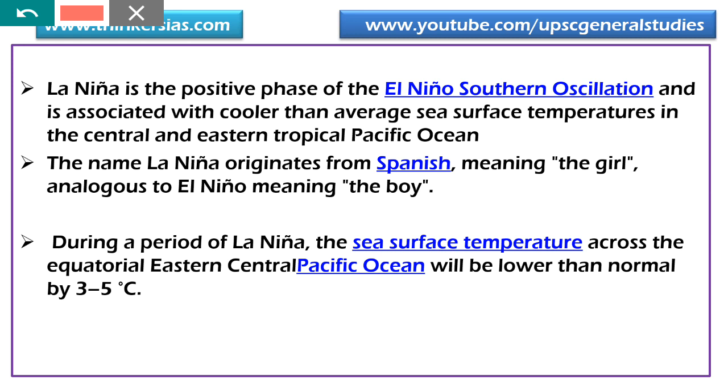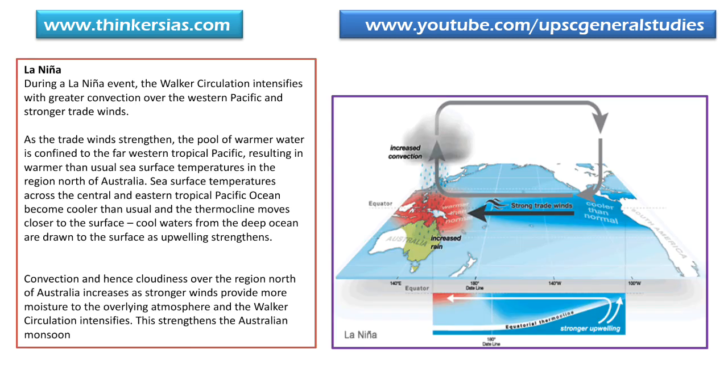The name La Nina originates from Spanish meaning the girl, analogous to El Nino, meaning boy, because El Nino events occur off the coast of Chile and Peru during December. During December it is associated with Jesus Christ, so they named it the boy. During a period of La Nina, sea surface temperature across the equatorial eastern central Pacific will be lower than normal by 3 to 5 degrees Celsius. So La Nina is just the reverse of El Nino. I hope this is understandable.